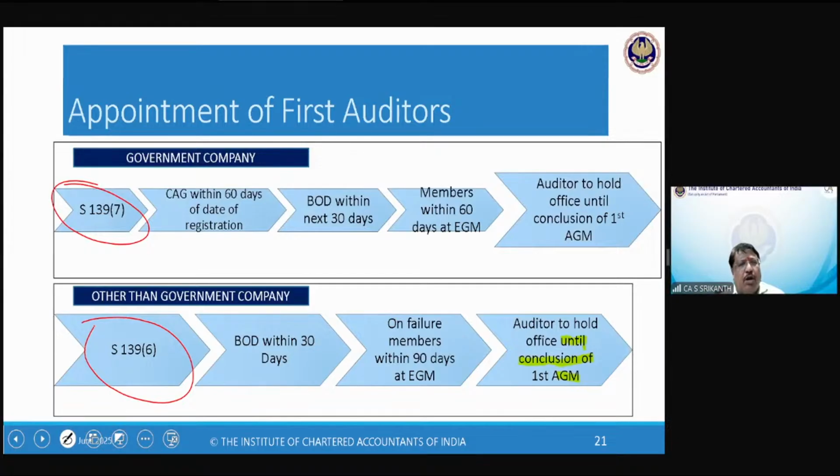One of the duties is that you have to appoint the auditor. Suppose the board does not appoint, then within 90 days, the members have to appoint an auditor at an EGM.